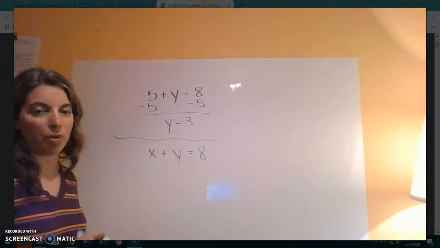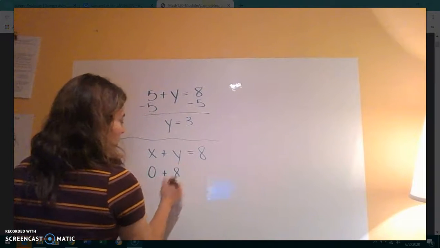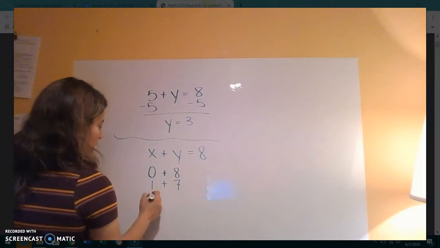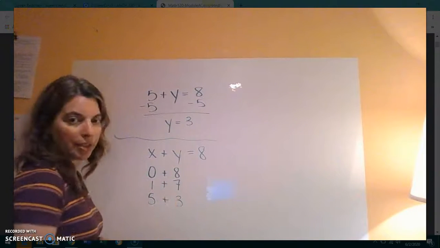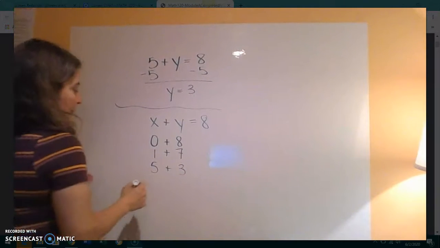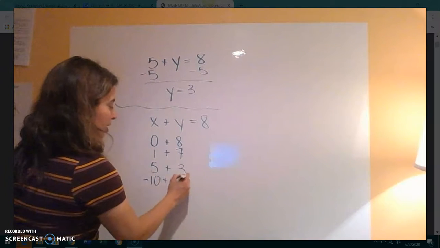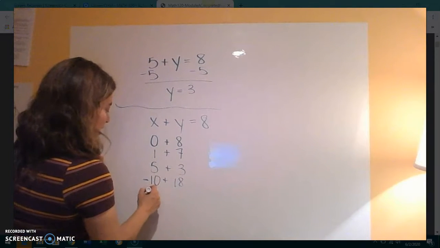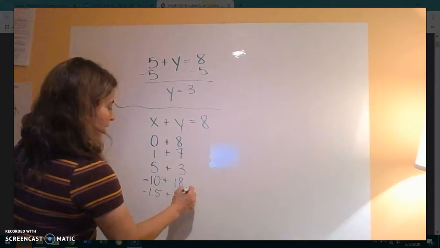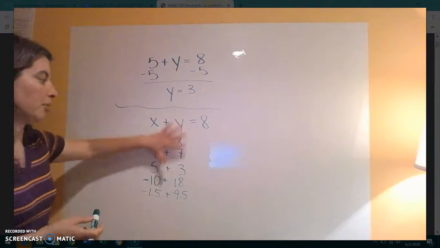What I can do is come up with a whole bunch of options that would make it true. So for example, x could be 0 and y could be 8, or x could be 1 and y could be 7, or x could be 5 and y could be 3, okay? Or even, it doesn't have to all be integers. So we could have negatives also, which are integers. We could have negative 10 plus 18. We could also have negative 1.5 plus 9.5. Right? We can have all different sets of numbers where this pair equals 8.